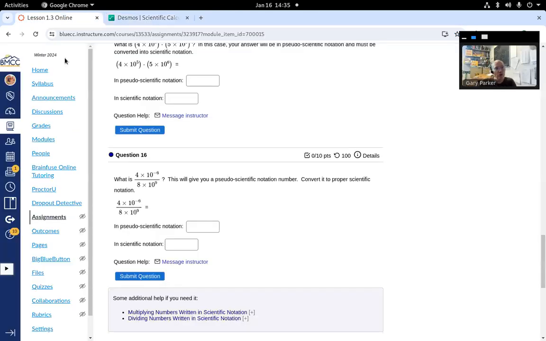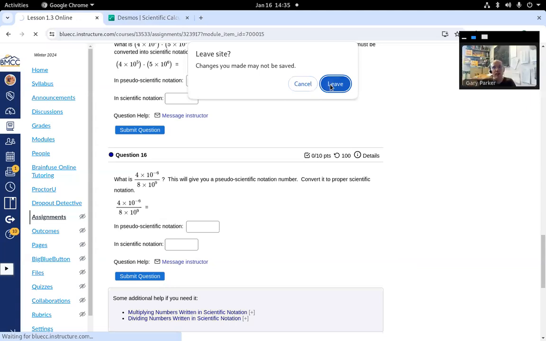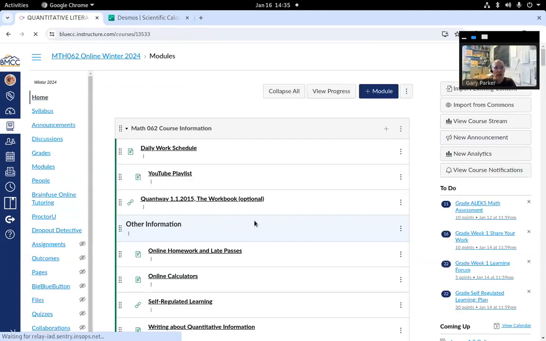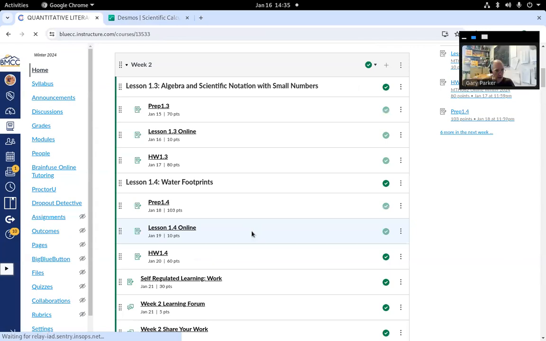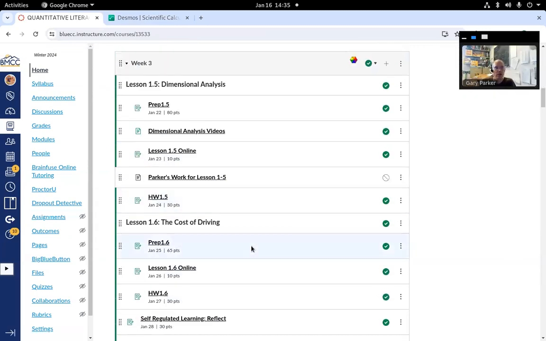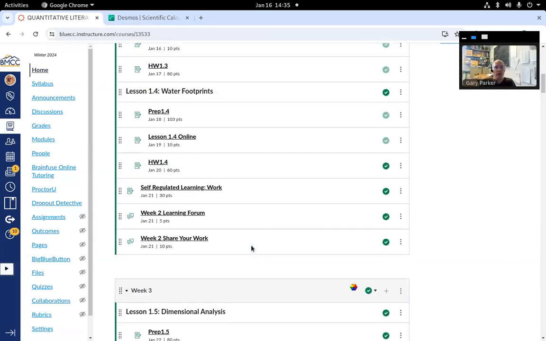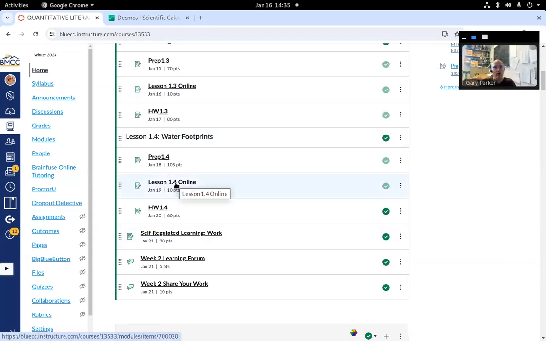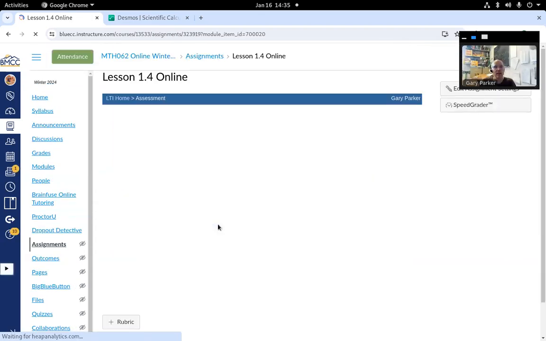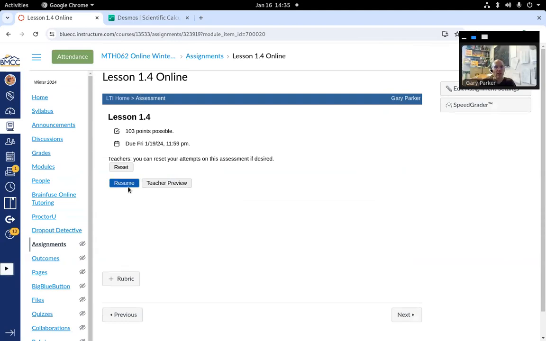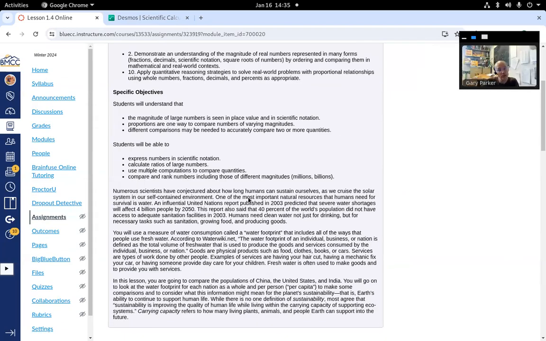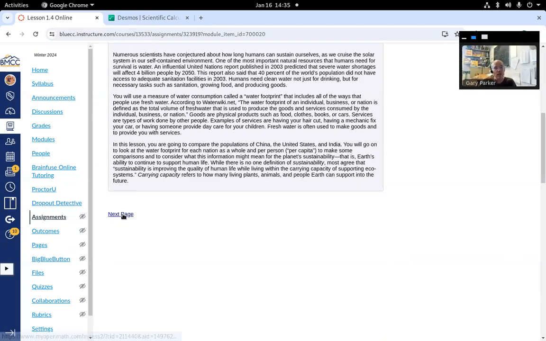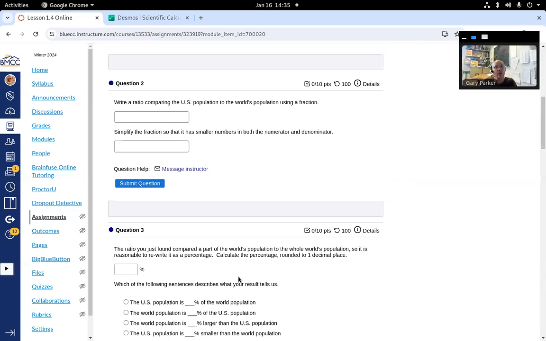Okay, other things that you're going to play with in this week's lessons are comparing large numbers. So you're going to do the water footprint. And there's an online water footprint calculator you're going to run through in the prep. And then we've got this lesson here. Let's reset and start it. Again, read through the intro stuff. It is important. I'm just giving you a quick summary.